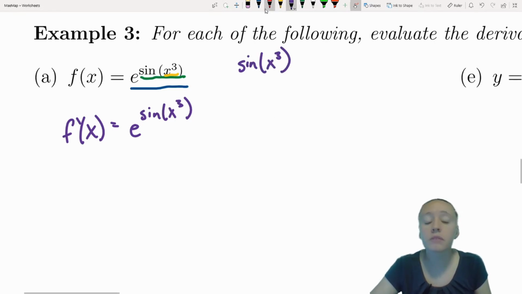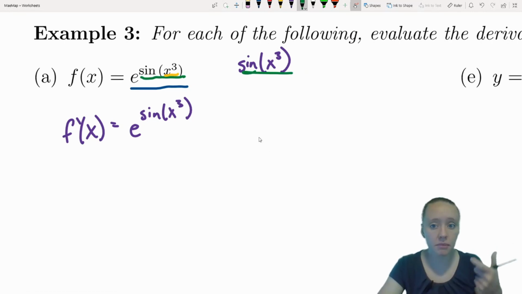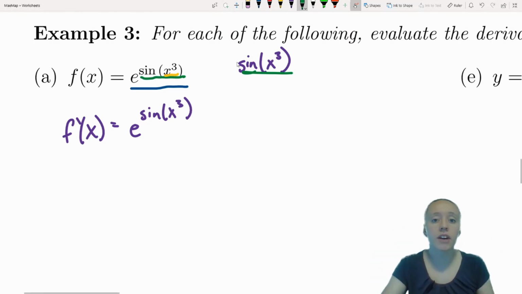So now we're going to look at the sine of x cubed. Well, we've done a chain rule similar to this up above. We need to first start with that sine function. What's the derivative of the sine of something? It's going to be cosine of that function. The derivative of sine of x is cosine of x. So we're going to have cosine of that function.